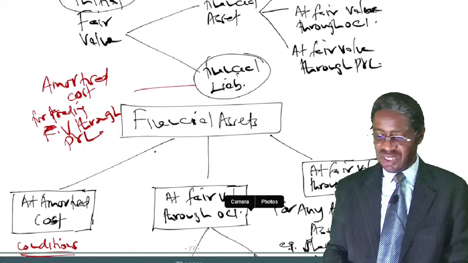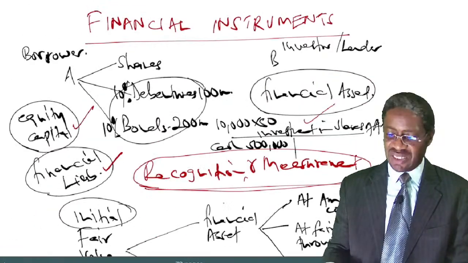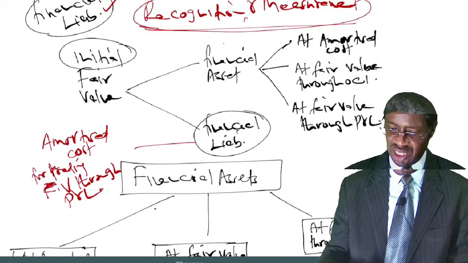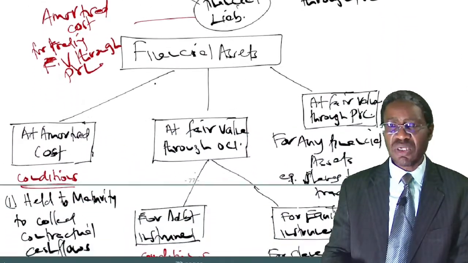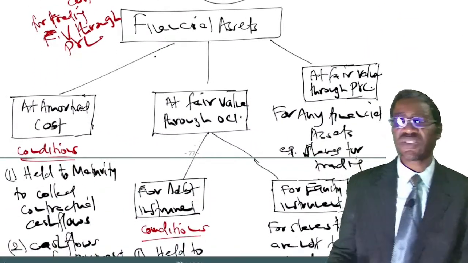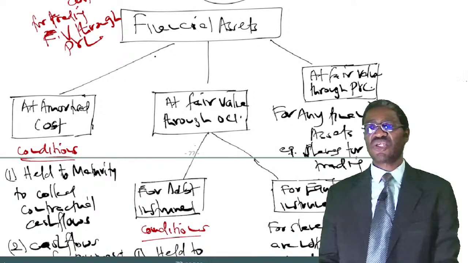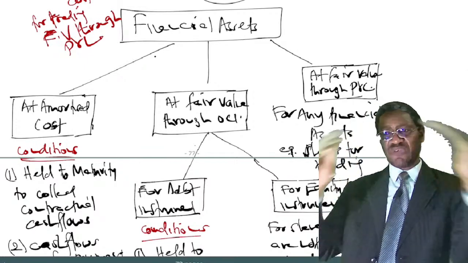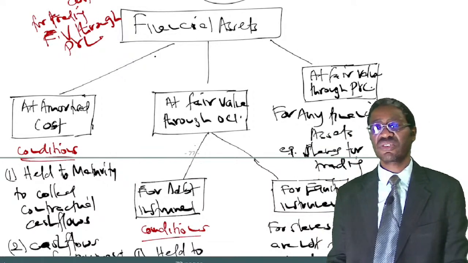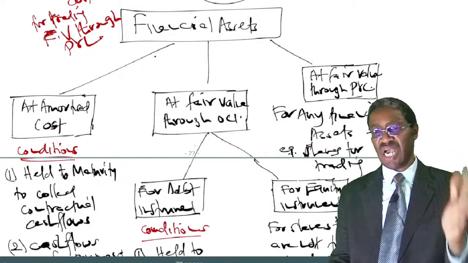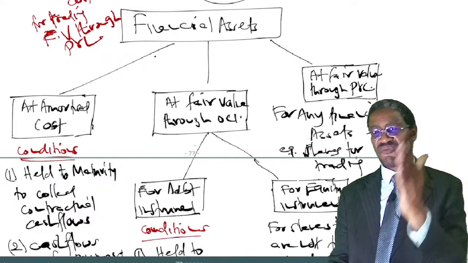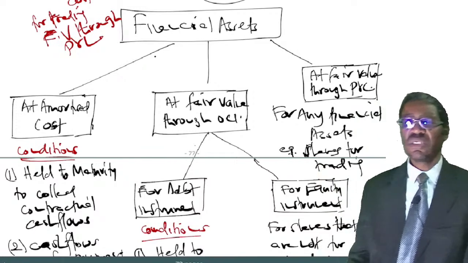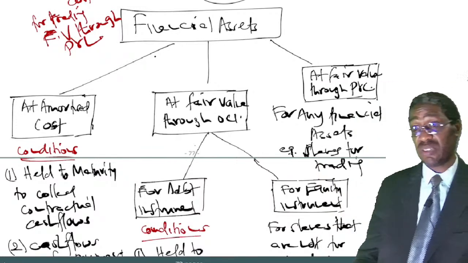Okay. Then, with that now, I don't think we need to put down any other summary. Just come and copy this chart. We have said financial asset. You classify it into three categories. That is at amortized cost, at fair value through OCI, and at fair value through P&L.